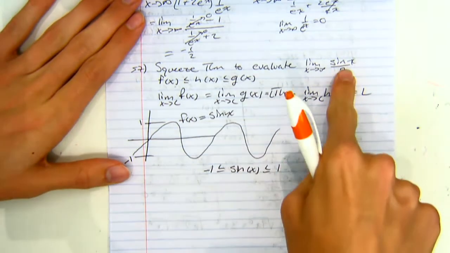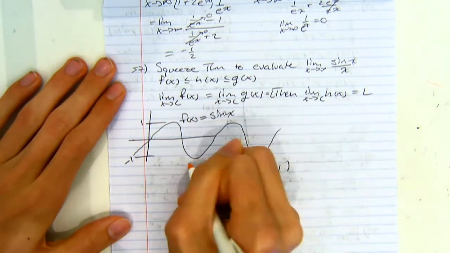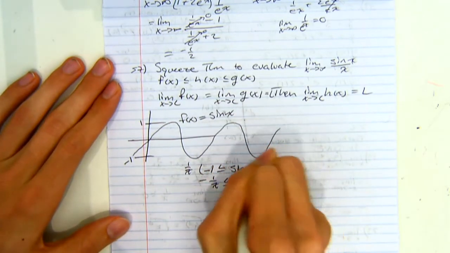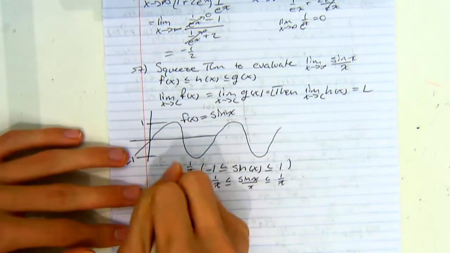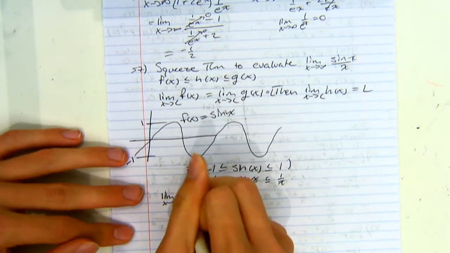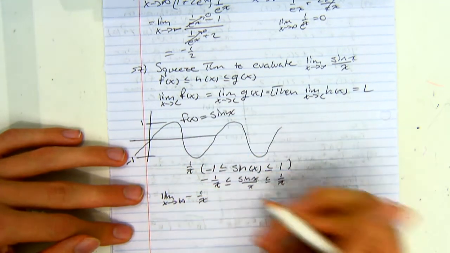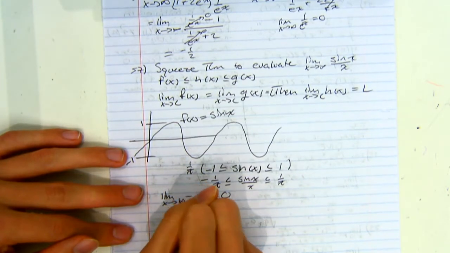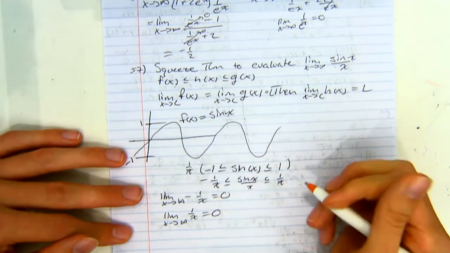Now, that's not the same thing because this is sine of x over x. But we can make it the same thing. All you have to do is multiply the whole thing by 1 over x. And now we have what we're looking for. So then we can just take the limit as x approaches infinity, and we know that's going to be 0. And if we take x approaches infinity of 1 over x, we know that one's 0 as well.